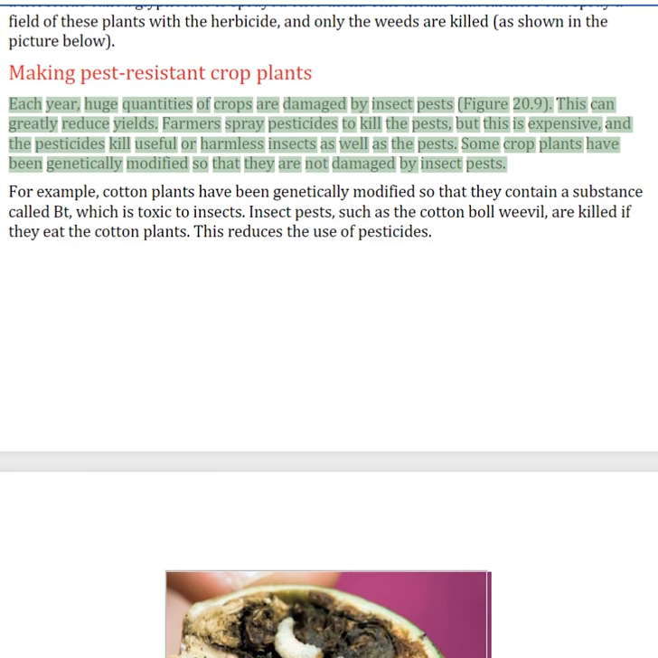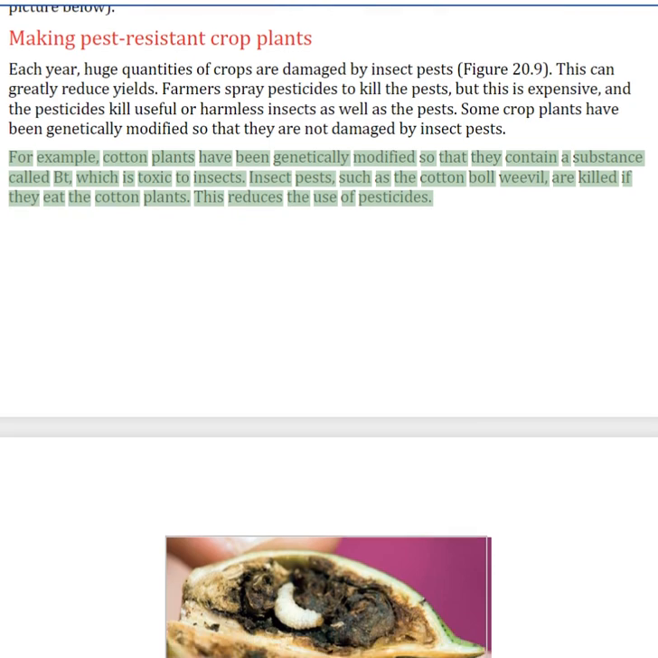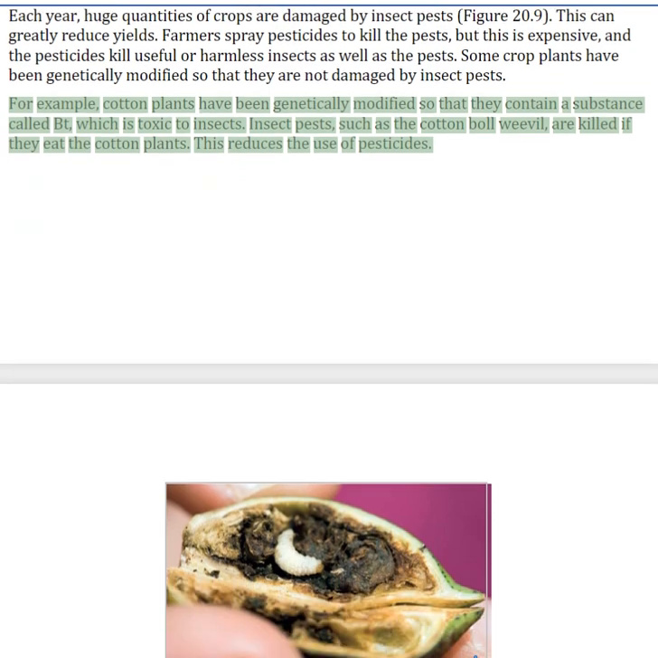Making pest-resistant crop plants. Each year, huge quantities of crops are damaged by insect pests. This can greatly reduce yields. Farmers spray pesticides to kill the pests, but this is expensive, and the pesticides kill useful or harmless insects as well as the pests. Some crop plants have been genetically modified so that they are not damaged by insect pests. For example, cotton plants have been genetically modified so that they contain a substance called Bt, which is toxic to insects. Insect pests, such as the cotton boll weevil, are killed if they eat the cotton plants. This reduces the use of pesticides.